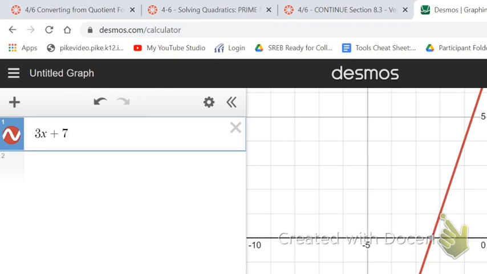So here's 5. We know from our algebraic work that this should be negative 2/3, right? Or what would that be as a decimal? Because I don't think Desmos does fractions. Yep. Negative 0.6 repeating. So this ordered pair right here would be negative 0.6 repeating, and then 5, right?